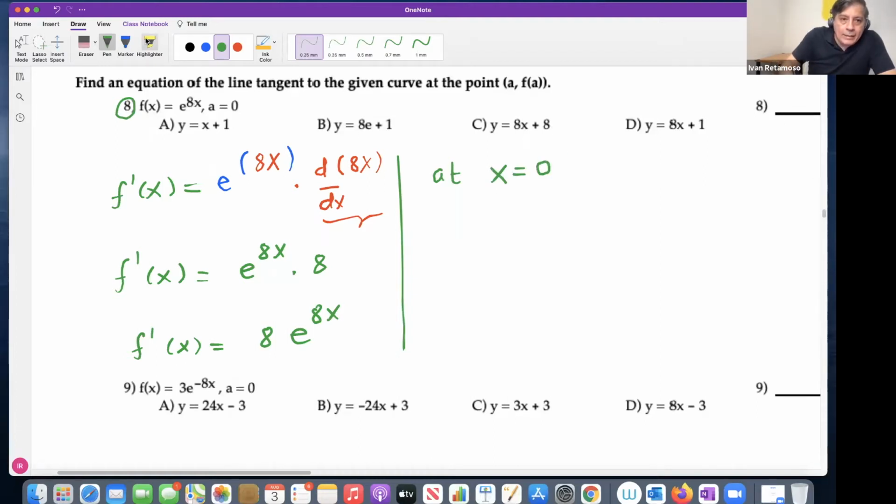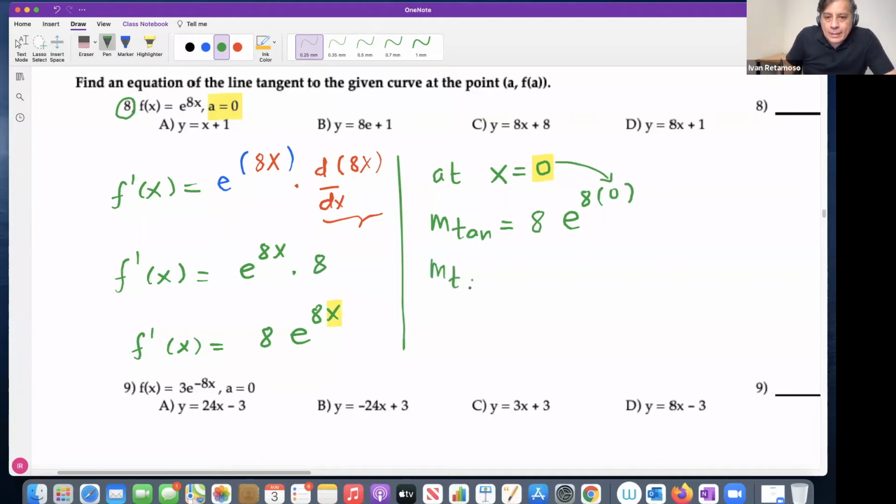Professor, why at x equals 0? Because of this. They are telling you, right, that the equation of the tangent line must be found when x is equal to 0. So at x equals 0, substituting this x with 0, we get that the slope of our tangent line will be this: 8 times e raised to 8 times 0, right? The slope of the tangent line will be 8 times e raised to what? 8 times 0 is 0, right?